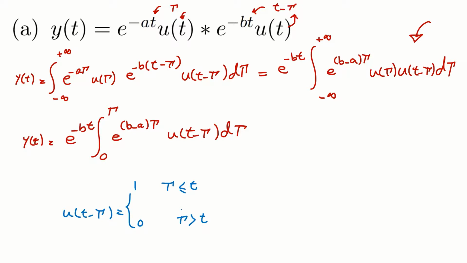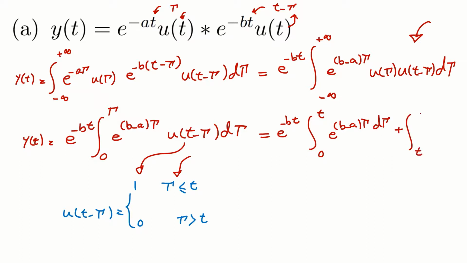Okay, so from this we can write this integral in a new format with new boundaries: e to the power of minus b times t, integral from 0 to t of e to the power of (b minus a) times tau. And instead of u of (t minus tau), I can replace that by 1 because we are calculating the integral in this range. So this is d tau. And the integral from t to infinity of e to the power of (b minus a) tau times 0, because u of (t minus tau) in that range is 0, and we know that the integration of 0 is 0, so I don't need to write this part.